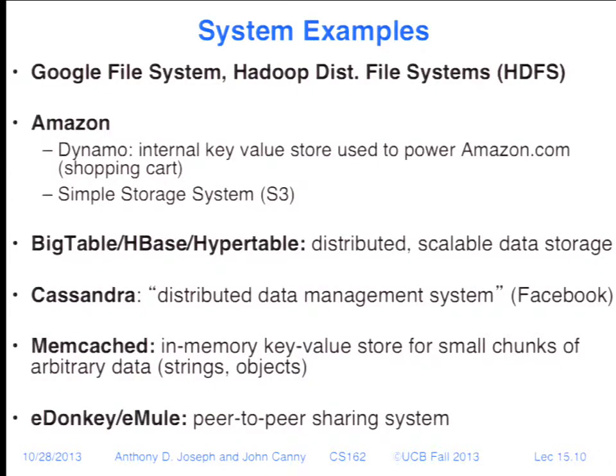Amazon uses a variety of key value stores. Bigtable and HBase are somewhat customized key value stores, again, in a key value format. You can layer on richer structures to represent relational data with those. Facebook has their own system, Cassandra. And Memcached is a popular in-memory key value store that's used for a variety of purposes, for caching and holding, acting as a cache in conjunction with larger and more complex data stores. And there are also complex peer-to-peer key value stores, eDonkey and eMule, and also BitTorrent is an example of that.